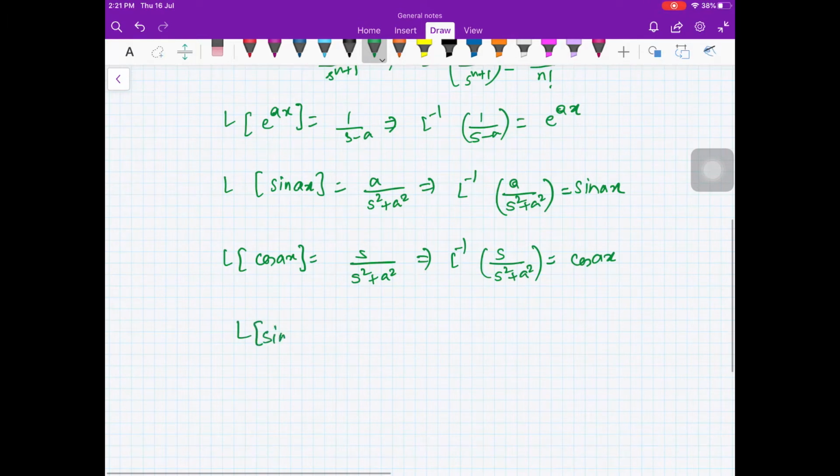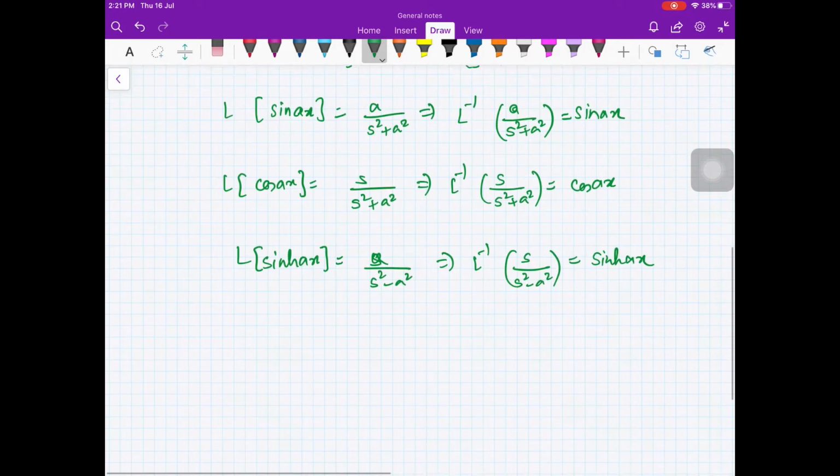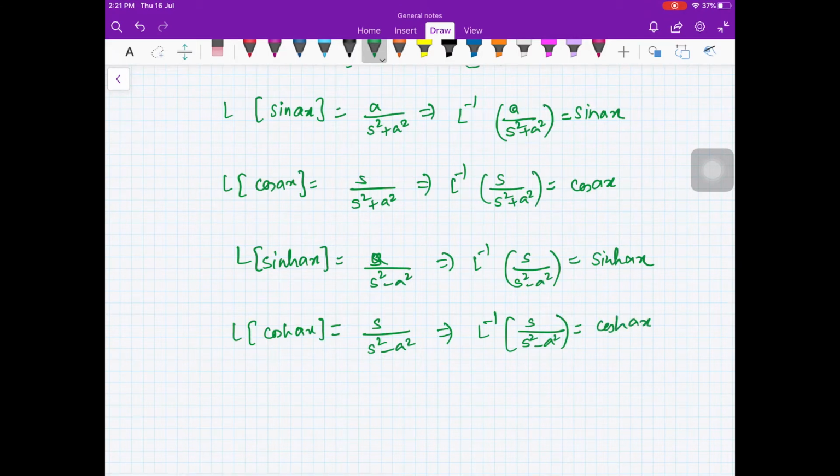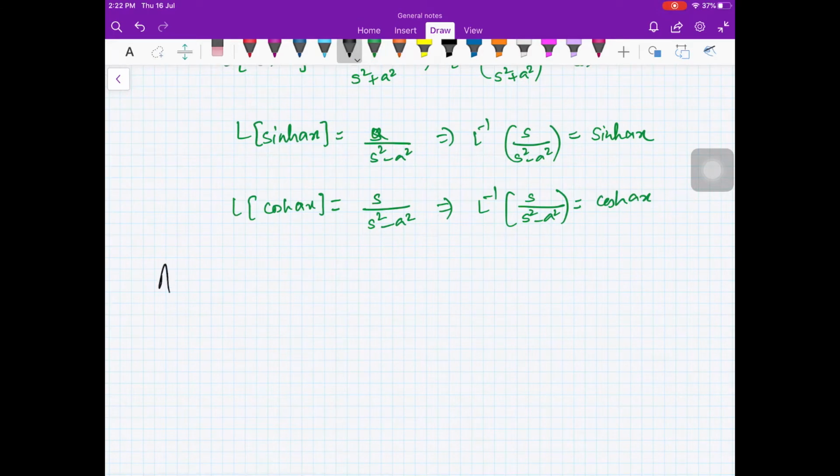So you had L of sine hyperbolic ax was a upon s square minus a square. So this implies L inverse of a upon s square minus a square is going to be sine hyperbolic ax. Similarly, you had L of cos hyperbolic ax as s upon s square minus a square. So this implies L inverse of s upon s square minus a square is cos hyperbolic ax. Right. So whatever formula is known to you for the Laplace transformation, correspondingly you will have a formula for Laplace inverse transformation.